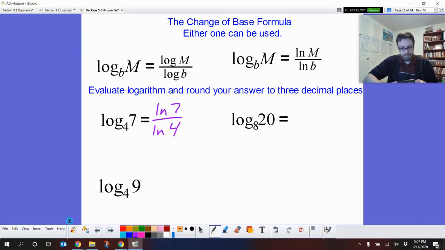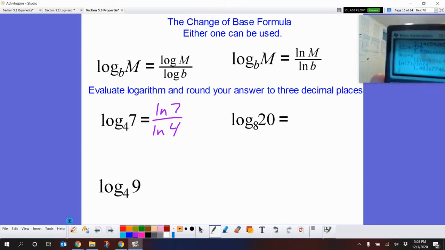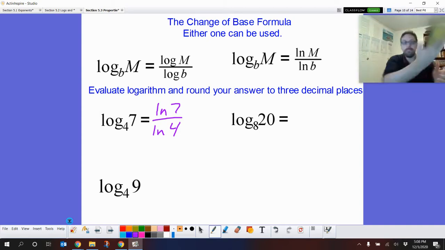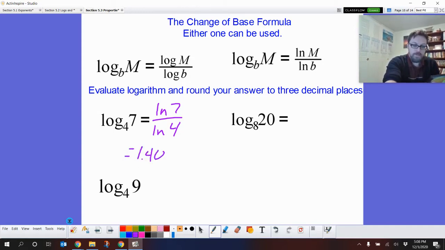The ln of 7, close the parentheses. Then I'm going to press my divide. That's probably the only thing that goes wrong here. And I get this. So here you can see what I'm getting on my calculator. Hooray! So it is 1.404.